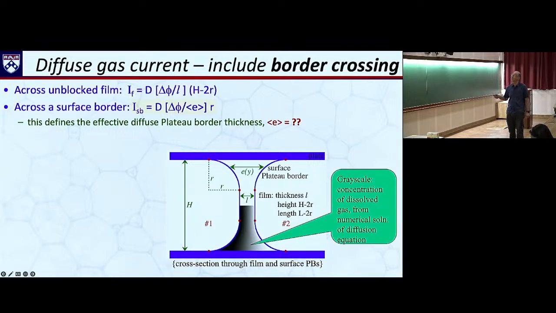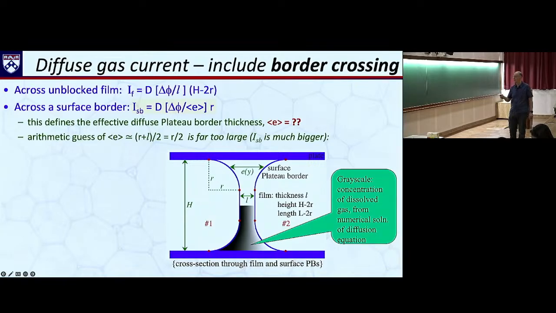So what do we guess would be the average thickness of these plateau borders? Well, geometrically, you might guess, what is the geometrical average thickness? It's just set by the plateau border thickness. Turns out that this is far too large. Okay, that's too large, then this is too small. There's actually much more gas transported across the plateau borders than you would think. And let me show you how to think about how it works.